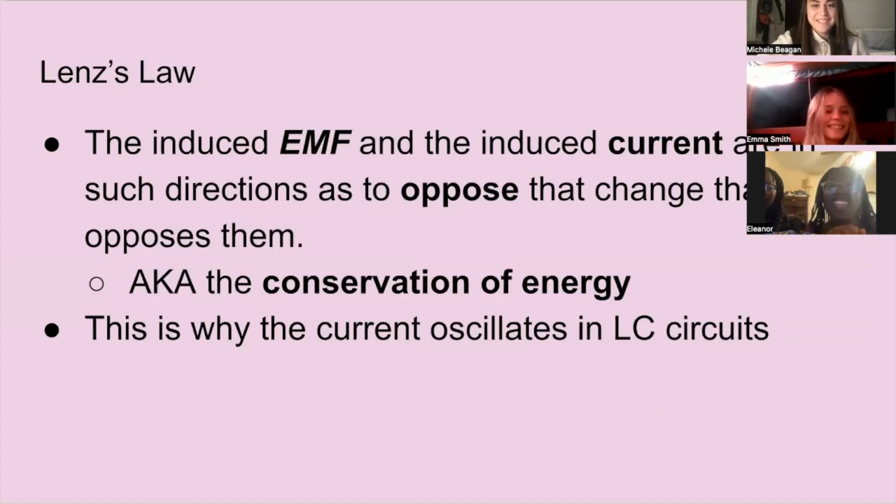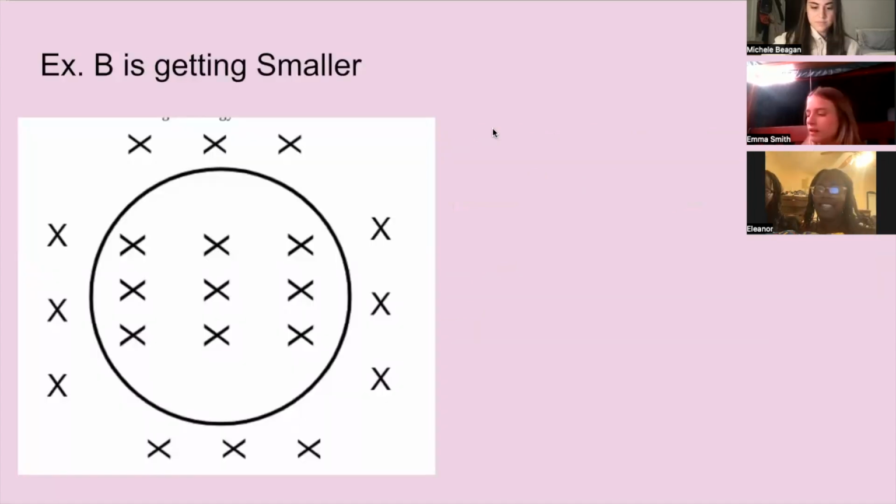Lenz's law says that the induced EMF and the induced current are in directions that oppose the change that produced them. Basically, if there is a current, then Lenz's law says there will be an opposite current induced by the induced voltage that will do the opposite of what the first current does. And that's why the current oscillates in a sine wave in LC circuits.